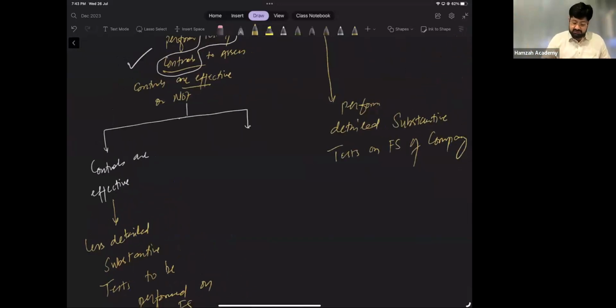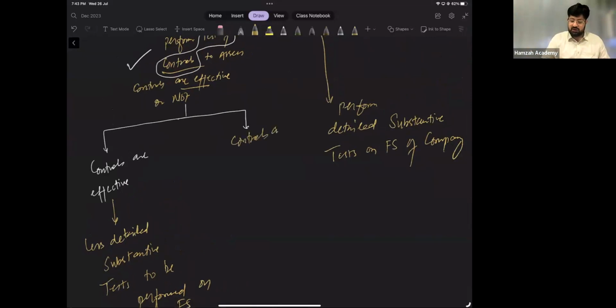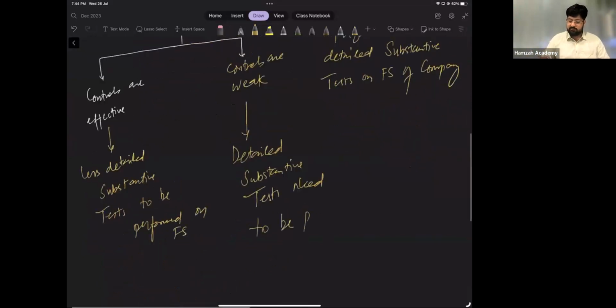If controls are not effective, if controls are weak, it means detailed substantive tests need to be performed on financial statements.